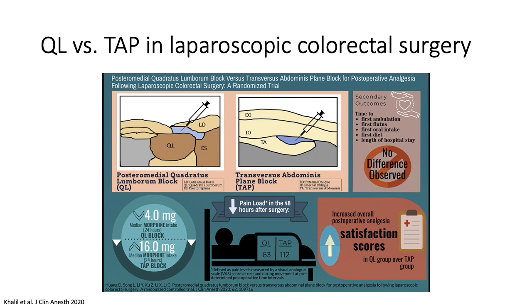The colorectal population is of interest because of the Enhanced Recovery After Surgery, or ERAS protocols. In a randomized controlled trial of 77 patients randomized to quadratus lumborum or TAP blocks, both groups received 0.375% ropivacaine, 20 mL bilaterally. Morphine consumption was lower in the QL group compared to the TAP group, and the QL group had an increase in their patient satisfaction scores. Other metrics, such as ambulation and length of stay, were not different between the groups.